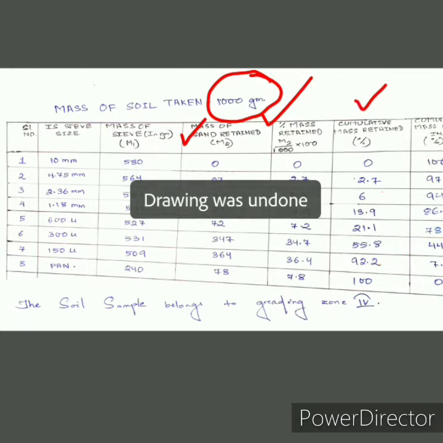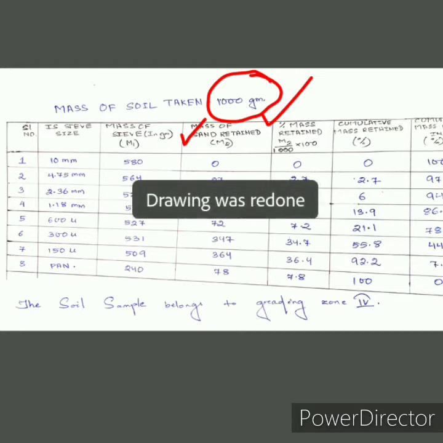These are retaining values. So if we subtract these values from 100, then we will get percentage passing, cumulative percentage passing. If total amount of soil retained on 10 mm sieve is 0, that means 100% soil has passed this size of sieve. So cumulative percent passing is 100% in 10 mm sieve.